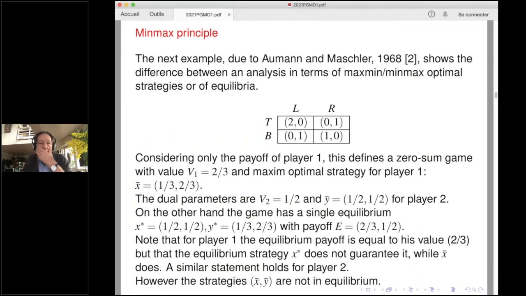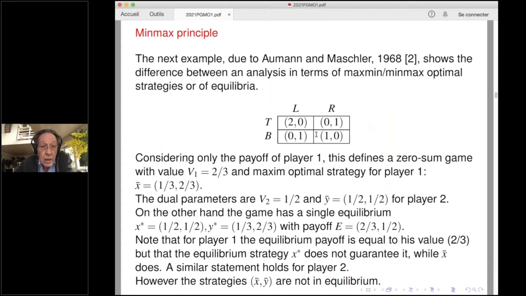Okay, now the min-max principle. This is an example due to Aumann and Maschler and shows the difference between an analysis in terms of max-min, min-max optimal strategy, or of equilibrium. Okay, so it's very simple. It's a two-person game, non-zero sum. The component on the left is the payoff of player one, and on the right of player two. So if player one plays top and player two plays left, the payoff of player one is 2, and the payoff of player two is 0. Okay, and similarly. So it's very close to a constant sum or zero sum game. If you replace 2 by 1, it's a zero sum game, but it's non-zero sum as it stands.